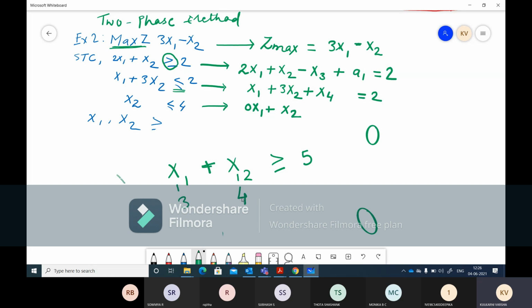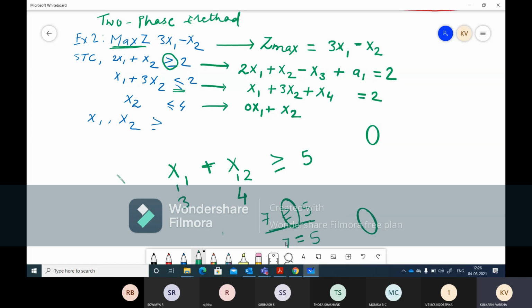Right, so 3 plus 4 is how much? 7. So that means what? 7 is greater than or equal to 5. So the condition is satisfied. The constraints are satisfied, right? But when we need to convert this constraint to equal to, 7 is not equal to 5.